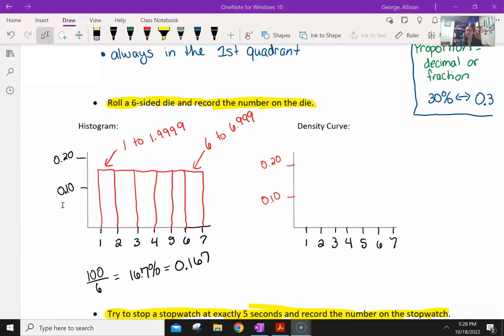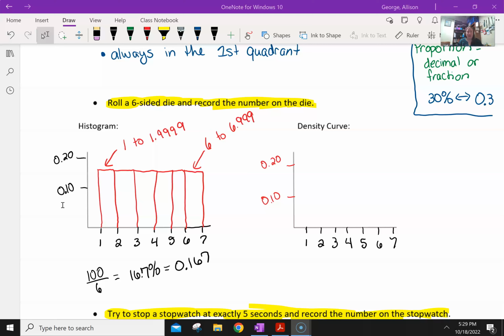So the first situation we're talking about here is if we roll a six-sided die, and we write down the number. So what this relative frequency histogram would be is how many times do we get a 1? How many times do we get a 2, a 3, a 4, and so on. Because it's relative frequency, that's talking about percents. So in this case, I wrote it as a proportion instead of a percent, but it works either way.